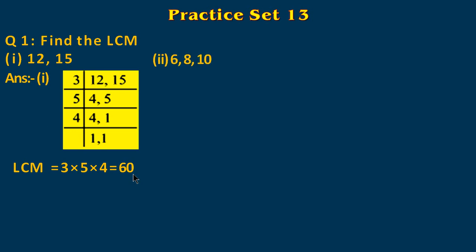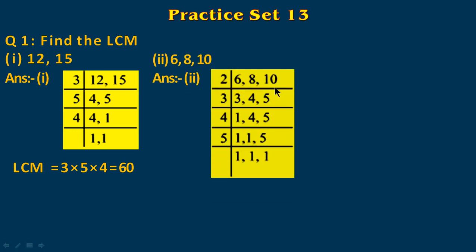Next sum 6, 8 and 10. Now the common factor for 6, 8 and 10 is 2. 2 3s are 6, 2 4s are 8, 2 5s are 10. Now 3, 4, 5. All the three numbers in the next line do not have anything in common. So we begin with 3. 3 1s are 3, 4 and 5 will be written as it is. Then we'll begin with 4. 4 1s are 4, 5 will be written as it is, and then again 5 1s are 5, 5 will be written as it is.